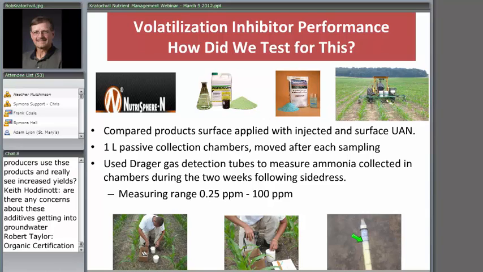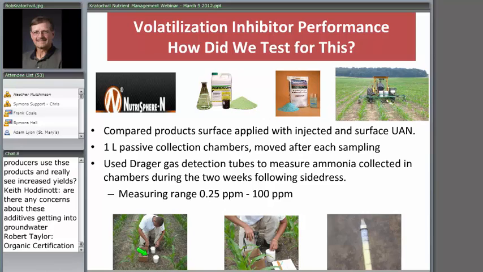Well, we did this for a 2-week period following the sidedress, and what we would do is on the first day we put it over the site where the nitrogen was applied. We took measurements that first day. We came back the second day, collected measurements, and then we moved the chamber, as you can see in this slide right here. We moved the chamber for the second day measurement, so we didn't remain over the same site each day.